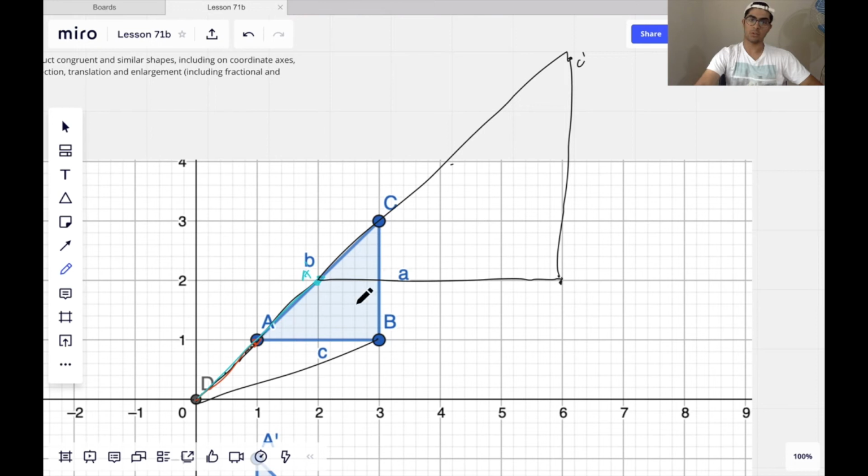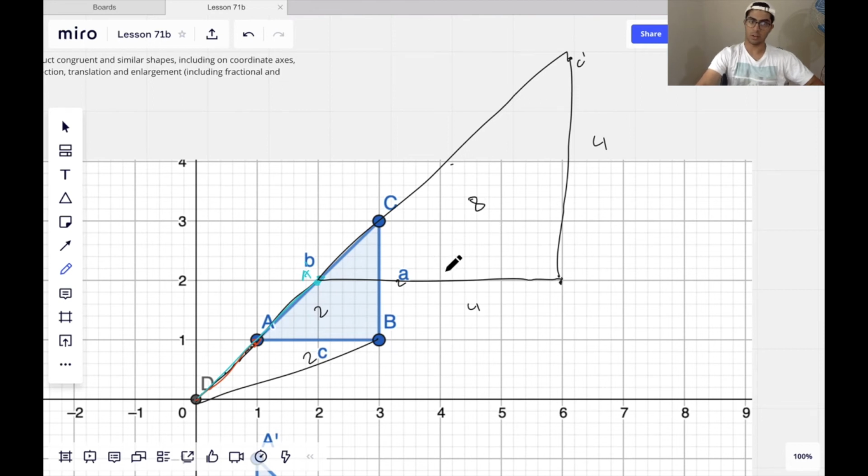And of course, you might want to think about how the area changes as well. Because you've enlarged each point by a factor of 2, then the area would be 4. If you don't believe me, look, this is 2 wide by 2 high, so the area is a half times 2 times 2. And here this is 2, 4, this is 2, 4, right? So a half times 4 times 4, which is 8.